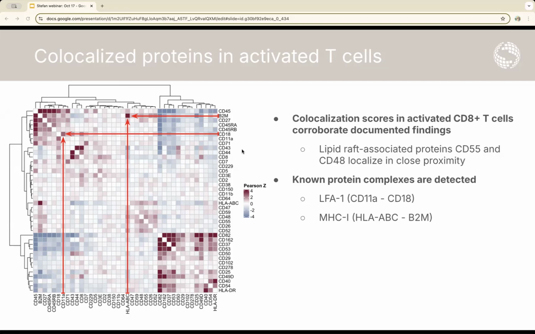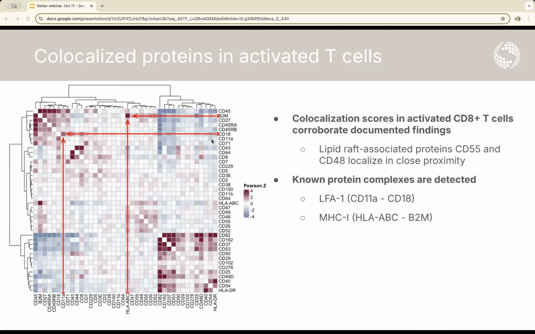Other known things that we were able to confirm with MPX data were established protein complexes such as LFA1, which is composed of CD11A and CD18. You can inspect the heat map and see that there are very high colocalization scores for CD11A and CD18 in the data that is showing the activated cells.